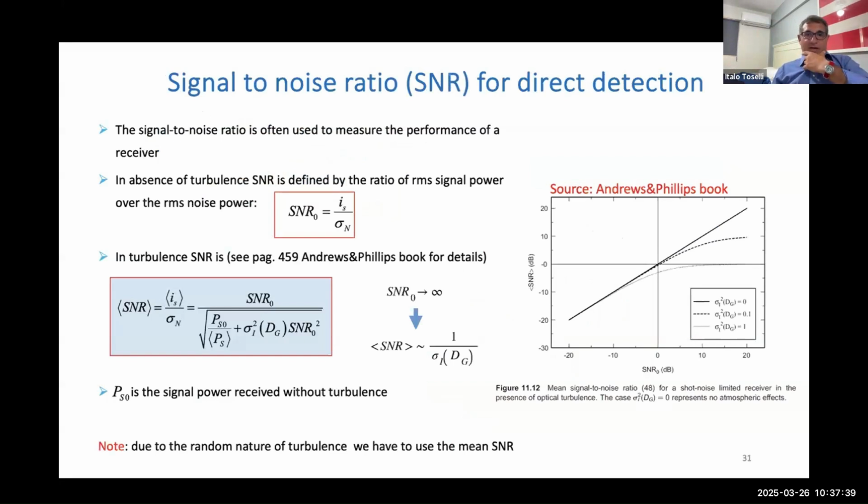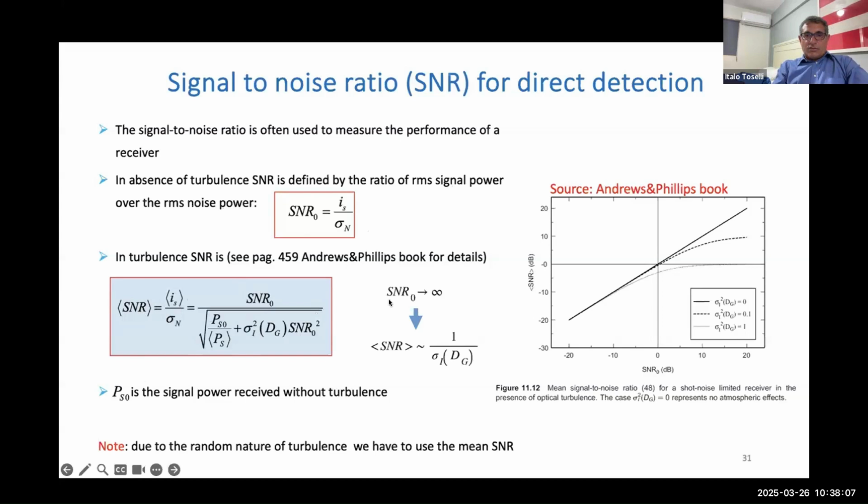Just a mathematical formula here, the signal to noise ratio. The signal to noise ratio without turbulence, as you know, is given by the RMS signal power over RMS noise power. In turbulence, first, you have to note the notation here. We have a bracket because these are basically random variables, I mean, sorry, average values, mean values. So we put a bracket there.